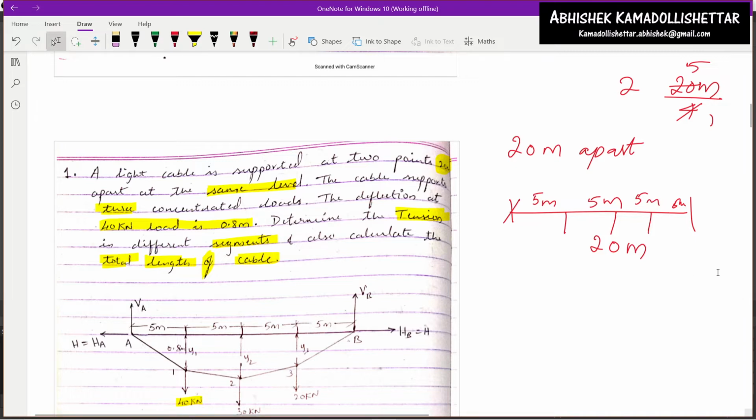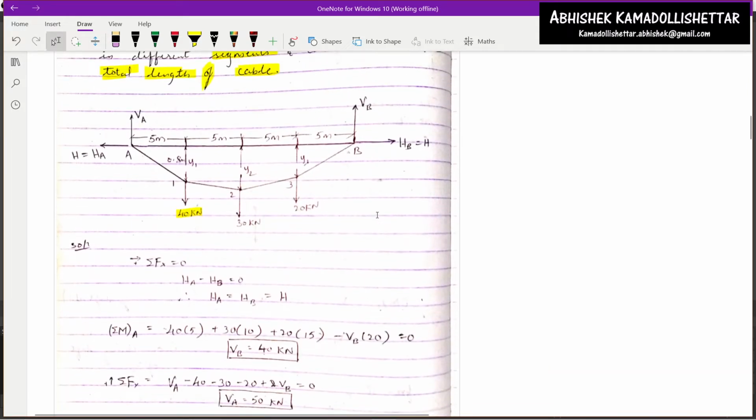So if you want the exact diagram drawn here, 5 meters is given everywhere, and y1, y2, y3 we don't know the actual values. There will be three different deflections of the cable according to the load. Now let us start the problem. This 5 meter is the spacing between the three point loads.